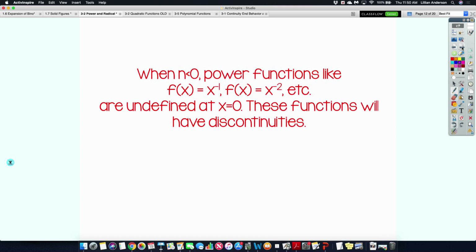Now, when n is less than 0, the power functions will look like what you see there: f of x equals x to the negative 1, f of x equals x to the negative 2, and so on and so forth, okay? And they are undefined at x equals 0. These functions will have discontinuities. Because back in Algebra 2 and back in Algebra 1, you learned that if you have a negative exponent, well, you never really worked with negative exponents. You made them positive by doing what?